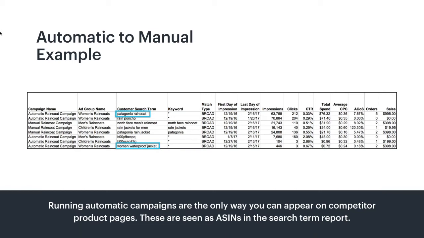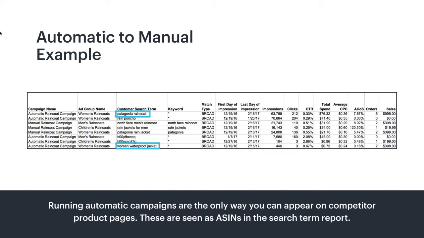So here's that example again. So here you see Patagonia raincoat for the women's raincoat ad group has delivered 7.67% ACOS. So spending $76 to generate just under $1,000 in sales. So that's been a productive term for you. So you want to ensure that you can bid on that more and put more money behind it. So you would make that customer search term a manual search term, a manual keyword.